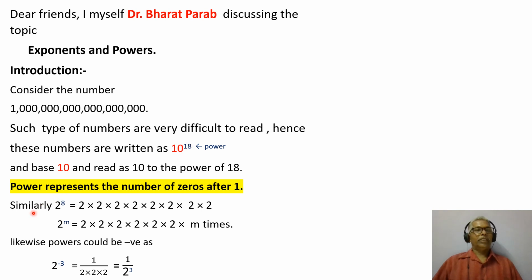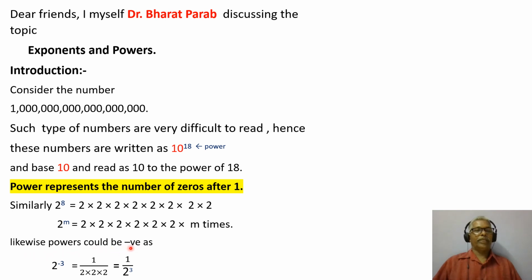Similarly, 2 raised to 8, that means 2 into 2 into 2 into 2, 8 times. Or in general, 2 raised to m is equal to 2 into 2 into 2 into 2, m times. We can see in a further part of this chapter that this is also very important.